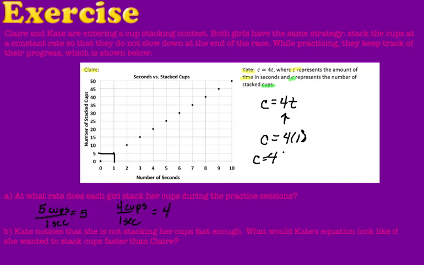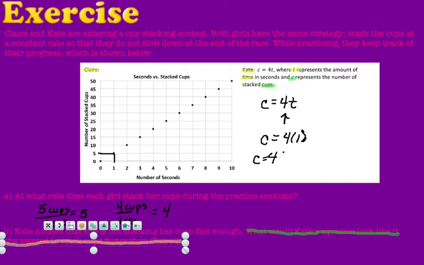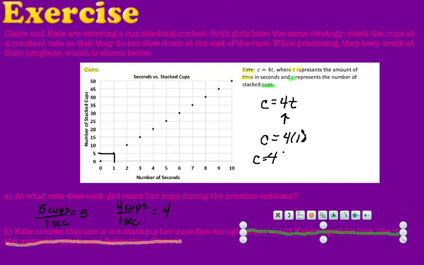Okay, so now Kate notices that she is not stacking her cups fast enough. What would Kate's equation look like if she wanted to stack cups faster than Claire? And my goodness, that is difficult to read, so I'm going to lighten that up a little bit. There we go. Okay, and I know we haven't really been writing sentences here, and that's okay for these since we're just kind of giving rates, and we're giving 2 rates, but typically, unless I tell you otherwise, make sure that you are writing your sentences.